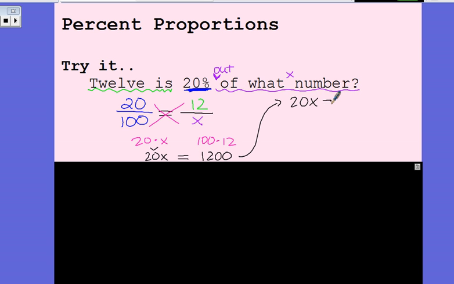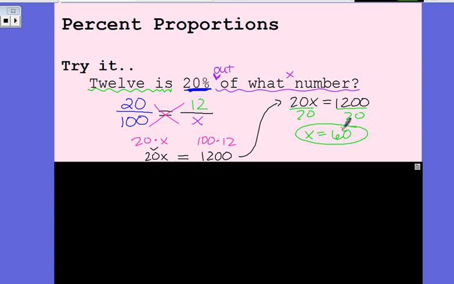So 20X equals 1,200. I solve by dividing both sides by 20, and I end up getting X is equal to 60. So here in this problem, 12 is 20% of 60. So that means out of 60 things, we have 12 of them. Okay, go ahead and try the practice.